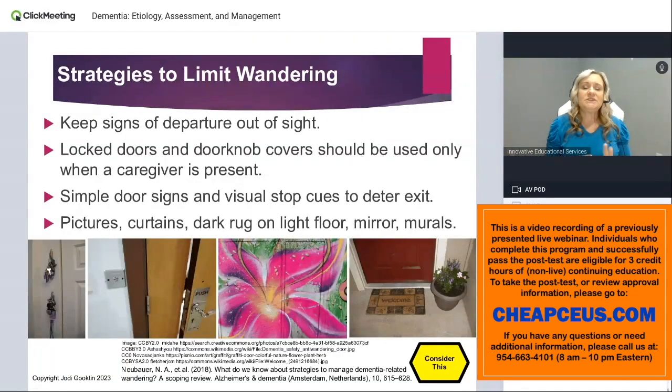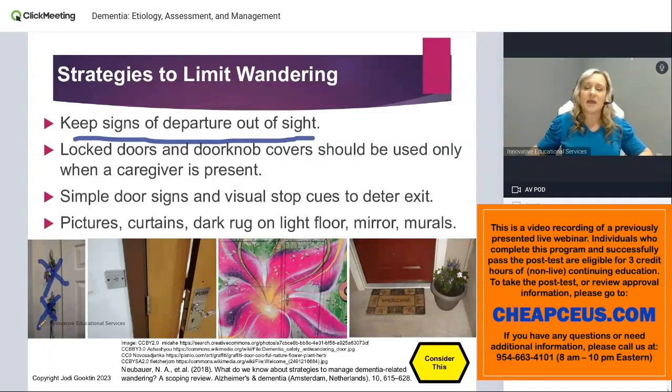Some other strategies to limit wandering. We want the person to not be encouraged to leave. And when we look at limiting wandering, we want to remove all of those signs of departure. We don't want the keys hanging right by the door, the hat right by the door, any cues that would say, hey, this is where you go to get out.